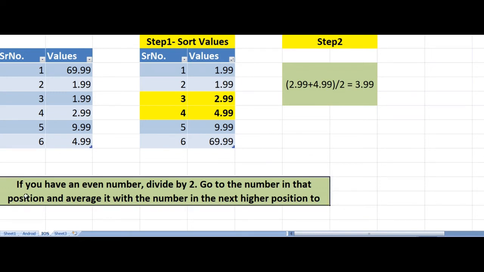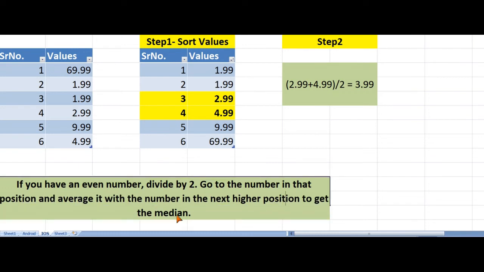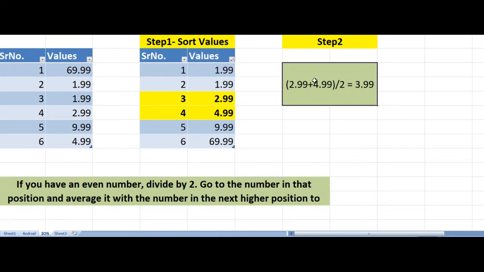So what is the logic? If you have an even number, divide by 2, go to the number in that position and average it with the number in the next higher position, and this will give you the median. Okay, so now let's do that. What is the number at the third position? 2.99. What is the number at the fourth position? 4.99. We have to add them and divide by 2. So the median in this case will be 3.99.